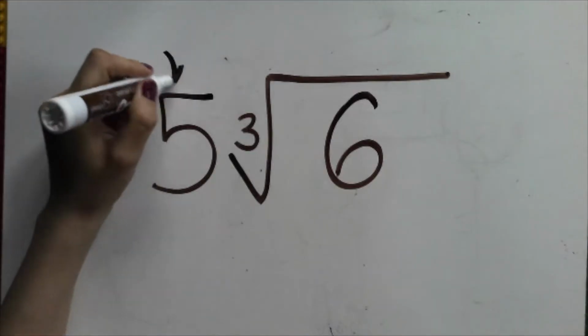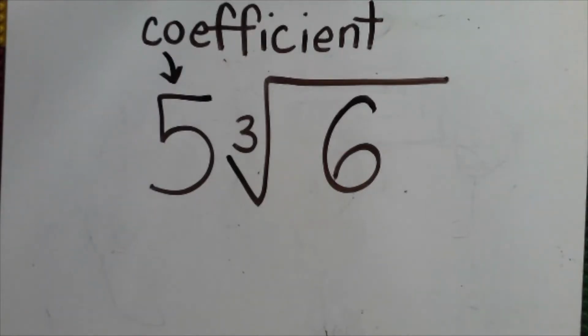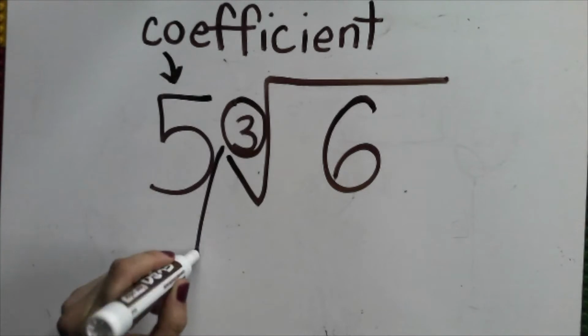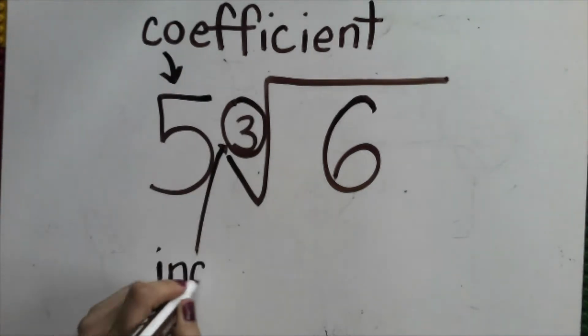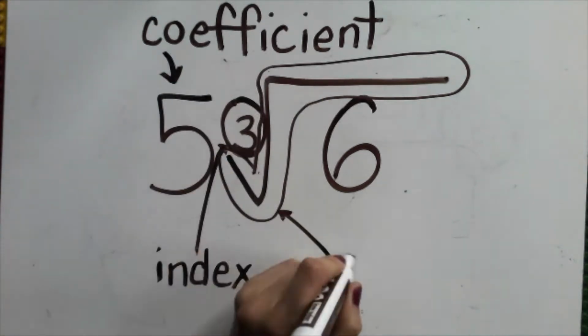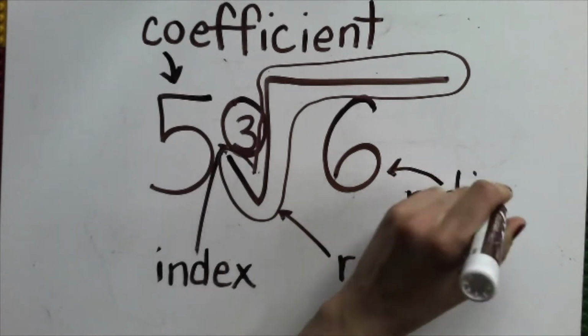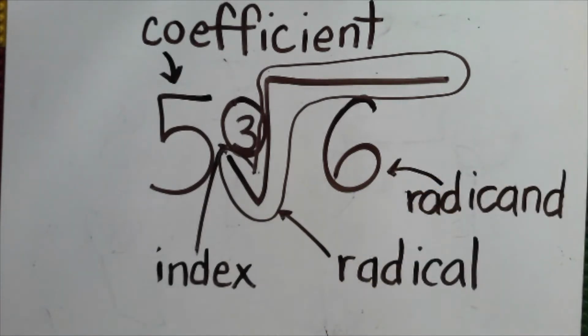The number in front of our radical is always called the coefficient. It is also the coefficient if it is the number in front of a variable. The little 3 that we have here inside the radical is our index, and the radical is the sign itself. The 6 represents our radicand, anything that stands under the radical sign.